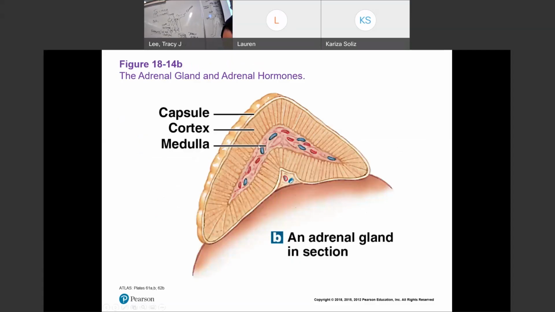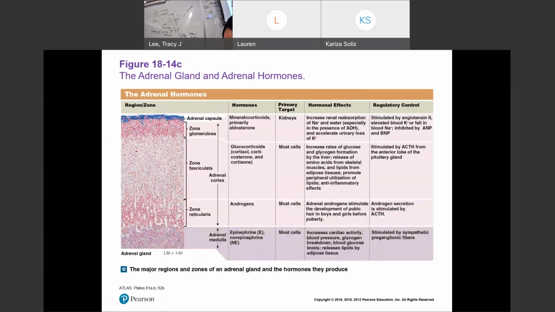All right, and this shows our medulla. So here's the medulla of our little triangle hat. This is our epinephrine, norepinephrine. This would be our renal capsule. And then we get into our layers: our glomerulosa, fasciculata, reticularis, mineralocorticoids, glucocorticoids, and gonadocorticoids.